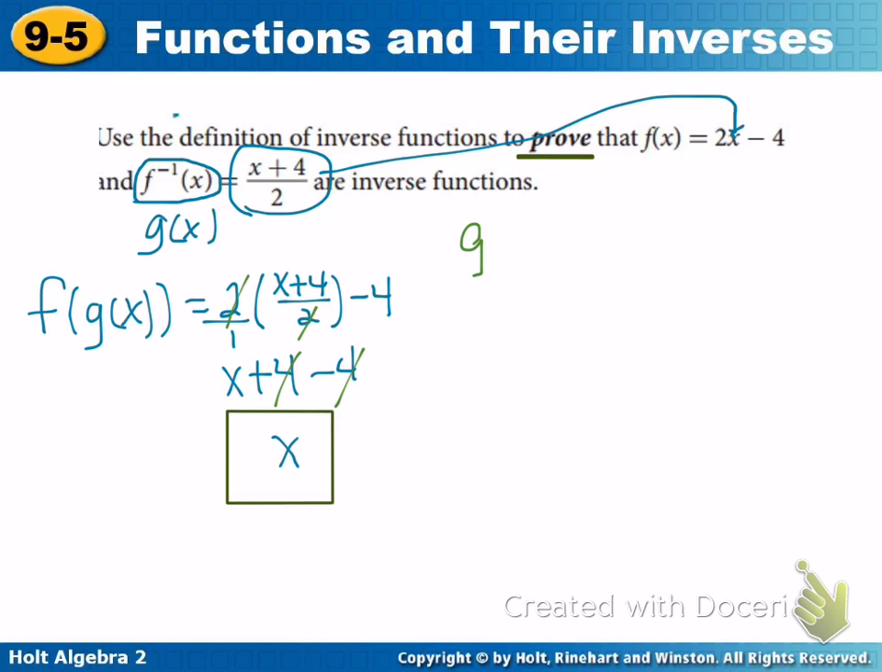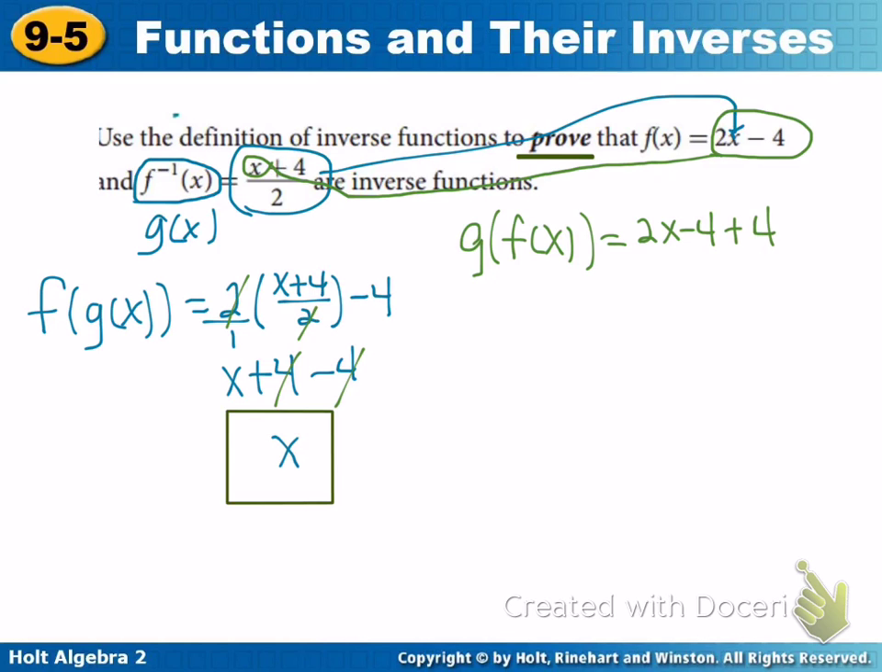So now we're going to do g of f of x. Now we're going to put f into g. So we're going to put all of our f of x, all the way over here, right in there for the x. So what's that going to be? That's going to be 2x minus 4. We put all that in for the x, but we still have that plus 4, and we still have all of that being divided by 2.